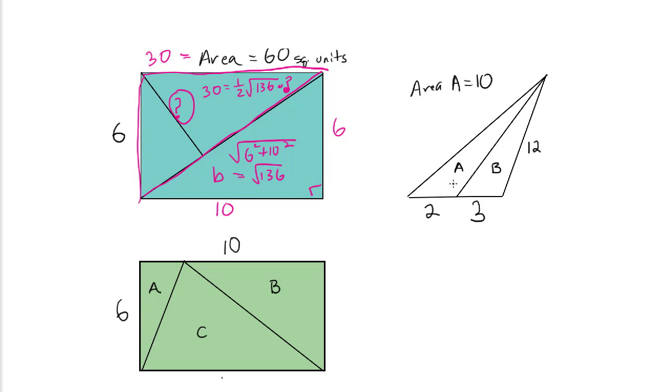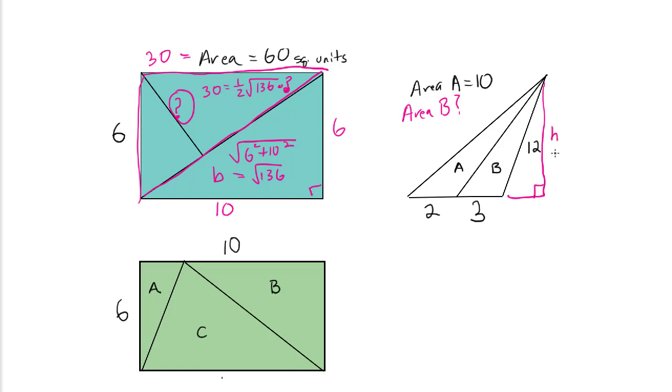Area of a triangle, I see 2 triangles, A and B. The area of A is 10. Well, the question here is, what's the area of B? Some students might try to do 2 times 12 times 1/2, 1/2 your base times height. That's not correct, because again, 12 is not your perpendicular height. Your perpendicular height is right there.